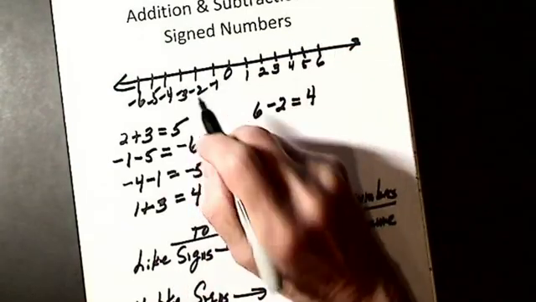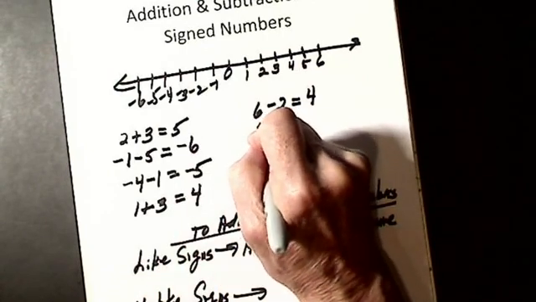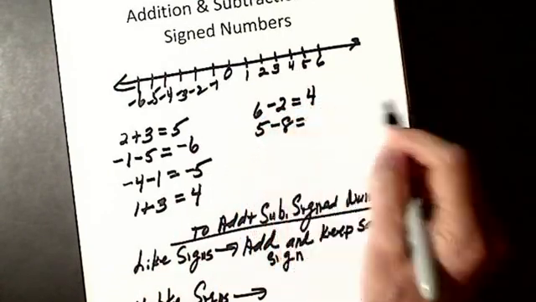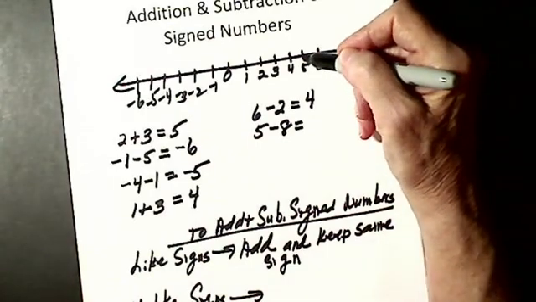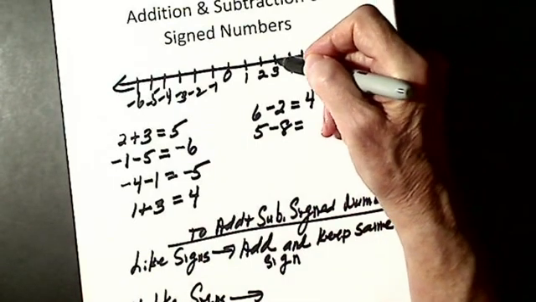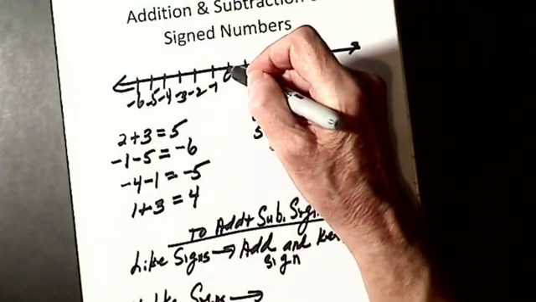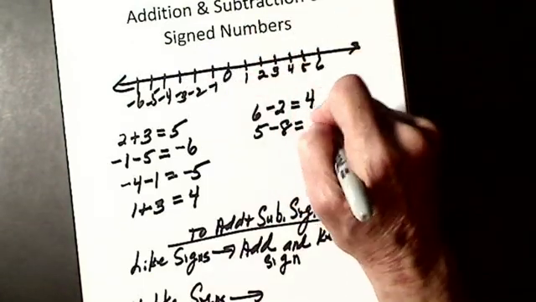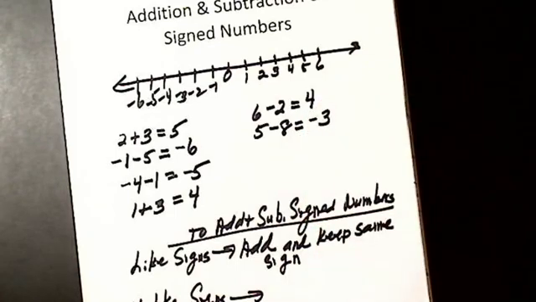All right, let's cross the 0. Let's say I have 5, -8. I start with 5, I go to the left 8. 1, 2, 3, 4, 5, 6, 7, 8. I end up with -3.